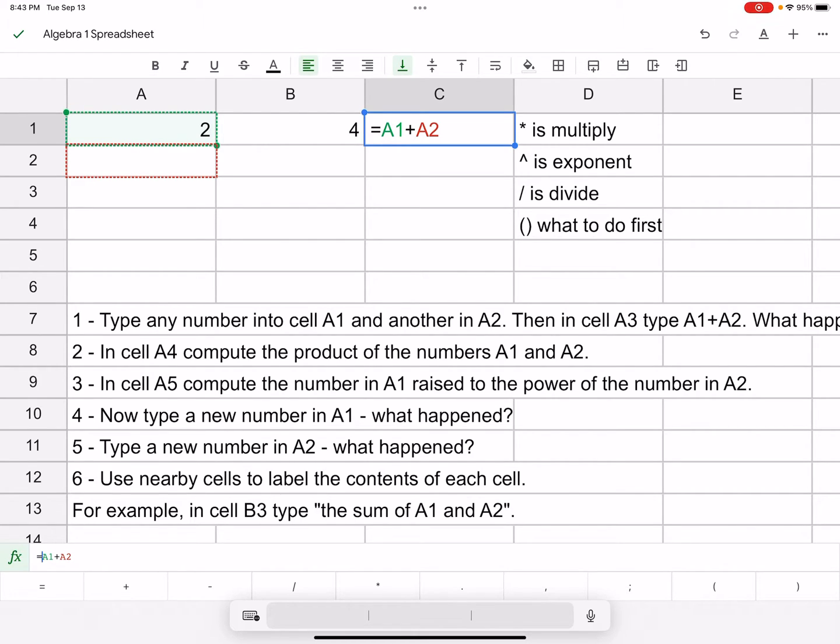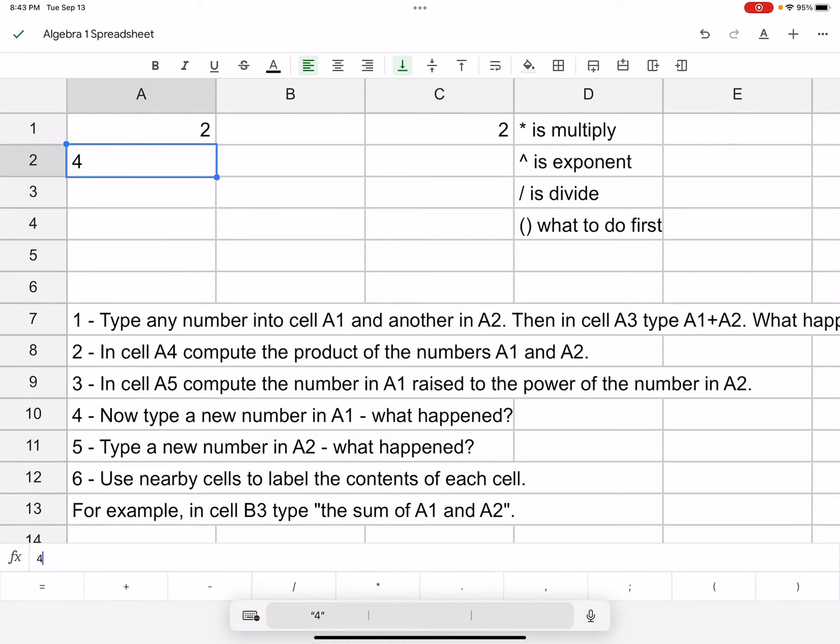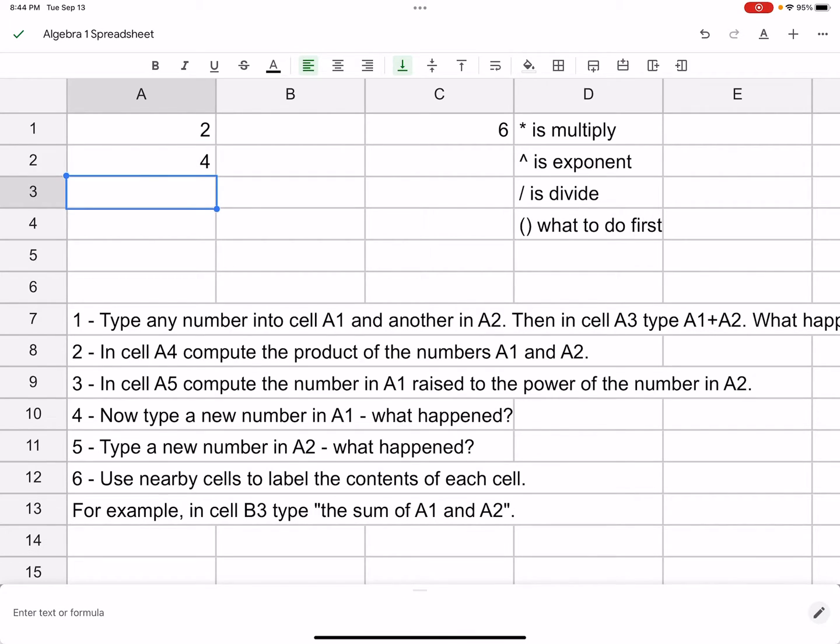Now, I should notice here, I did something wrong, which was what? Well, you notice my answer is 2. What did I do wrong? Oh, it's A1 and A2. I typed it in B1. Let me put the number 4 in B2. Notice what happens in C1 once I do that. Oh, it changes to 6, doesn't it?